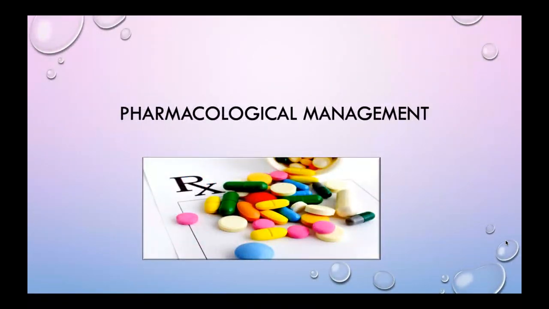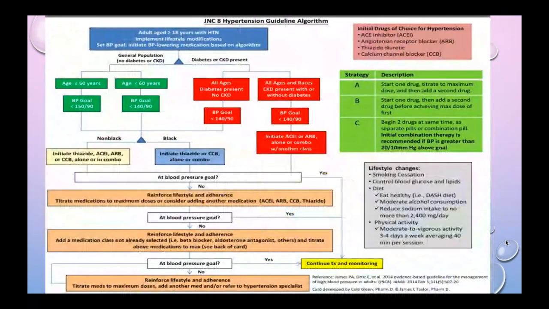So with respect to pharmacological management, this slide shows, it's a very busy slide. It shows an algorithm for managing hypertension and the use of certain drugs. In the top right section, it mentions the initial drugs of choice for managing hypertension, which would be the ACE inhibitors or the ARBs, angiotensin receptor blockers, thiazide diuretics, and the calcium channel blockers. Right? So there are different strategies.